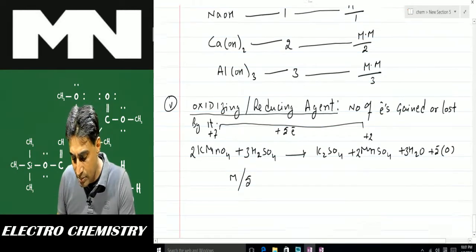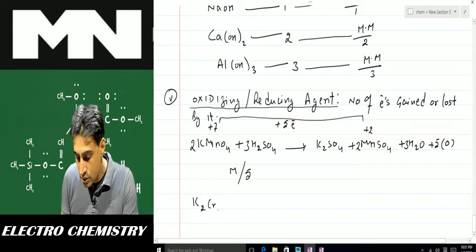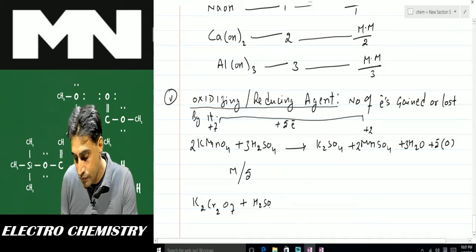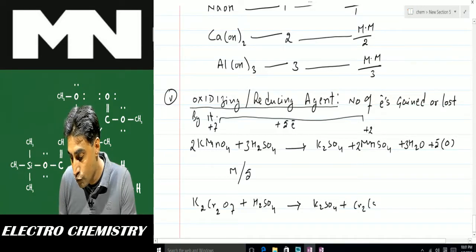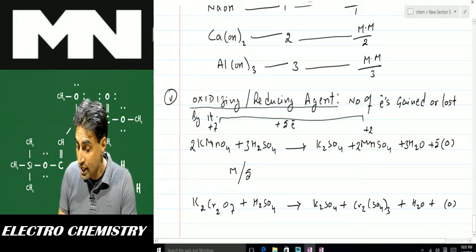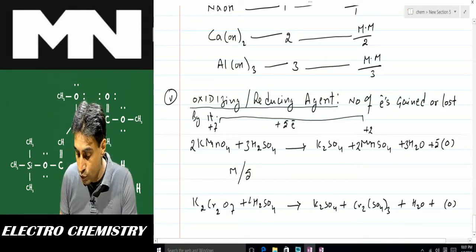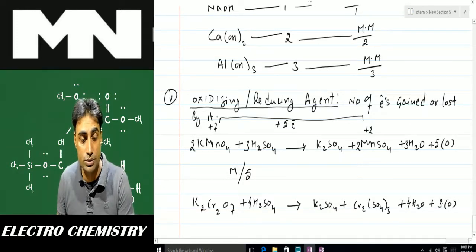I'll give you one more example for this. Suppose I have got potassium dichromate, that is K2Cr2O7 plus H2SO4. It will give me K2SO4 plus Cr2(SO4)3 plus H2O plus oxygen. So let us again balance this equation. SO4 total is 4, so I'll write 4 moles of H2SO4. I will get 4 moles of H2O and I will have 3 moles of oxygen.